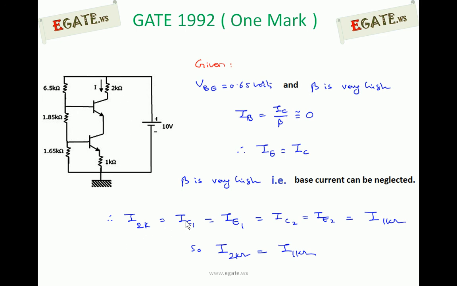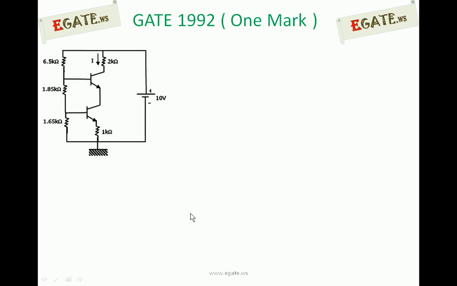The current flowing through 2 kilo ohms is the collector current of the Q1 transistor, which is the emitter current of Q1 because beta is very high. That is the collector current of the second transistor, which equals the emitter current of the second transistor because beta is very high, and the emitter current of the second transistor is the current flowing through 1 kilo ohm. So the current flowing through 1 kilo ohm is the current flowing through 2 kilo ohms. Now we will calculate the current flowing through the 1 kilo ohm resistor, which is the required answer. Okay, so this is I.